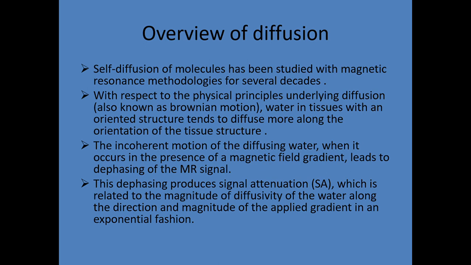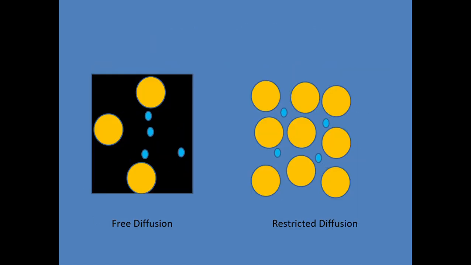The incoherent motion of the diffusing water, when it occurs in the presence of a magnetic field gradient, leads to dephasing of the MR signal. This dephasing produces signal attenuation, which is related to the magnitude of diffusibility of the water along the direction and magnitude of the applied gradient in an exponential fashion. In the first image we can see there is free diffusion, whereas in image B we can see restricted diffusion.